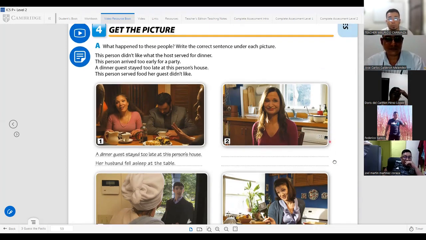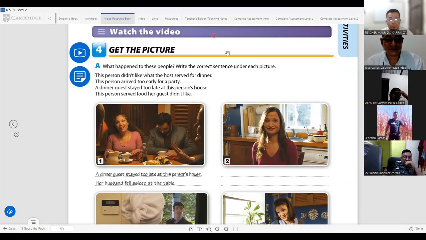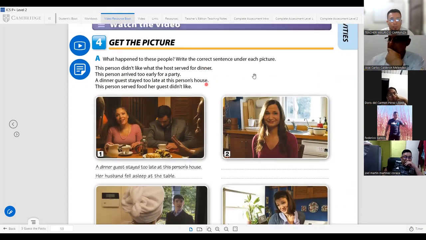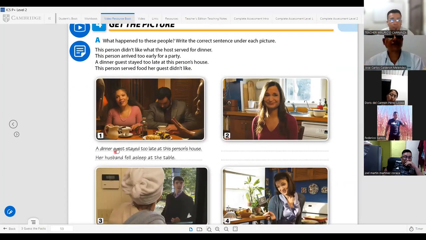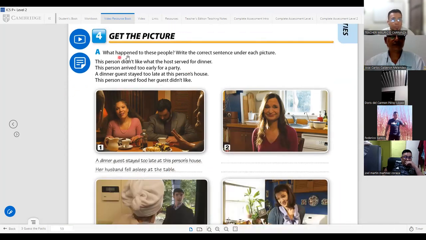Now we're going to watch it, but with audio. You have to corroborate if the situations are the way you described, or if it is different. And at the same time, you are going to write down the description under each picture. We already have one here, and it says, a dinner guest stayed too late at the person's house. Her husband fell asleep at the table. So basically the same, right? What happened to these people? Write the correct sentence under each picture.